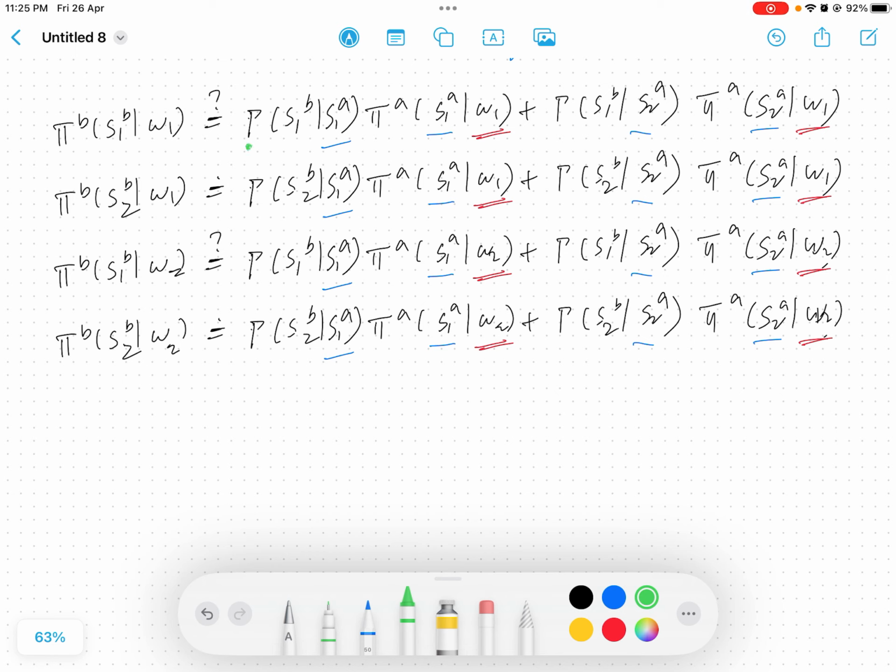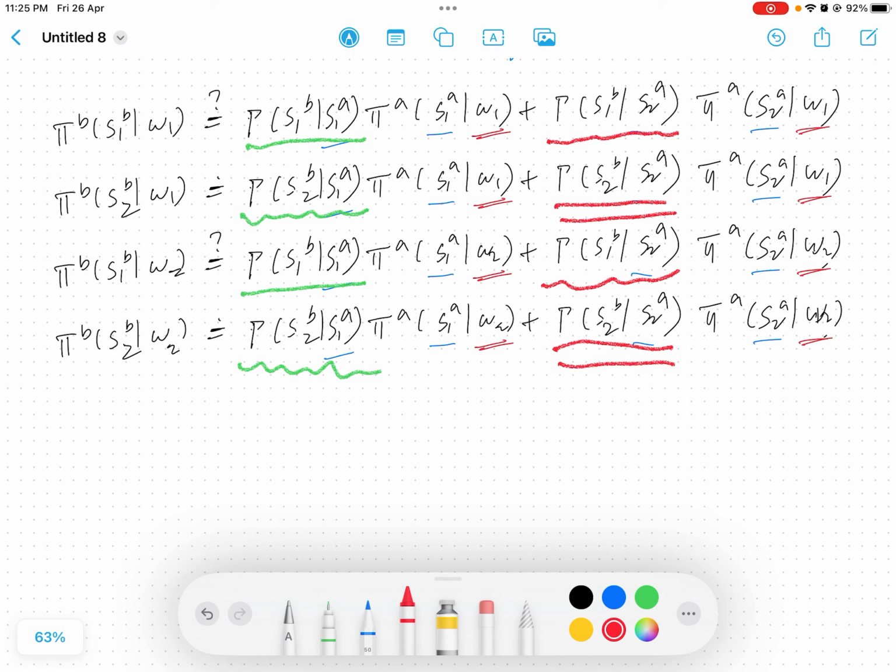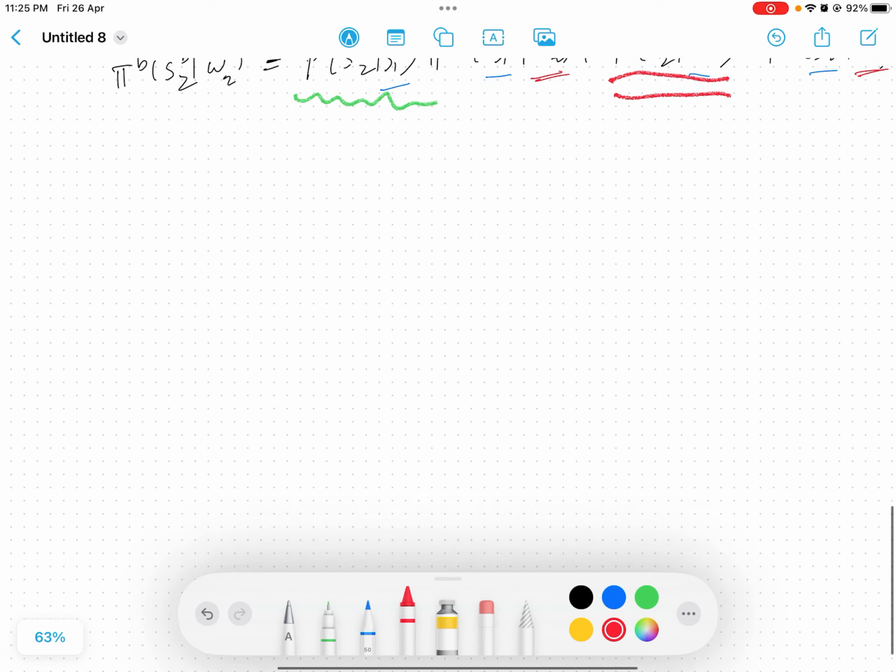So this is S1b, S1a. This is S2b, S1a. Right? And this is S1b, S2a. And this is S2b, S2a. Right? So those 4 equations, they just have 4 unknowns. So perhaps we can solve that. Okay. So now let's do that.